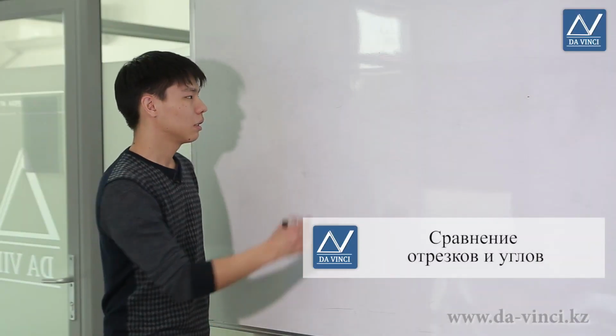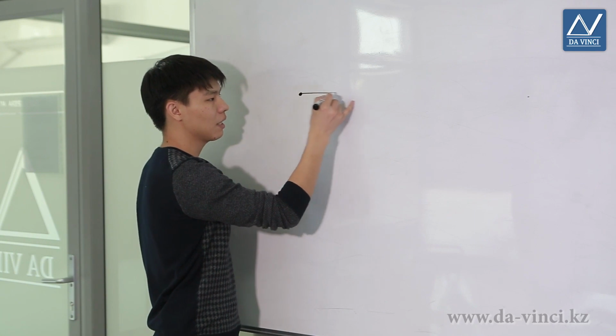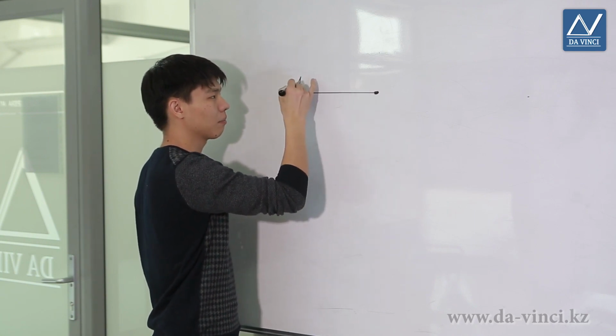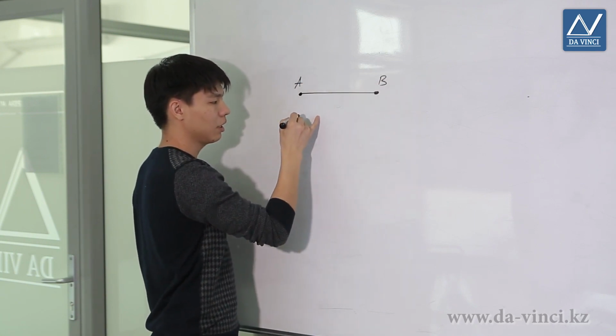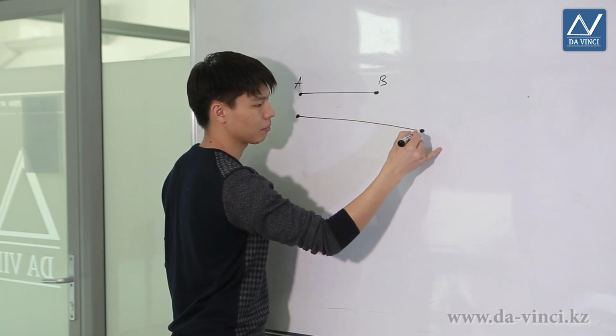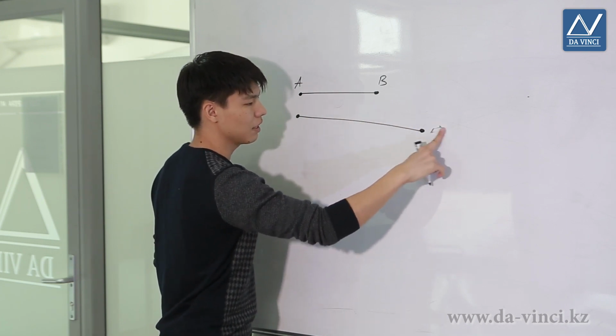Hi, the topic of this video is comparing segments and angles. Let's start with segments. We have two. Let's assume that there is a segment AB and also a certain segment CD in this particular situation. How can we compare segments?